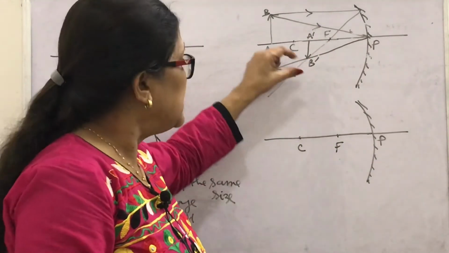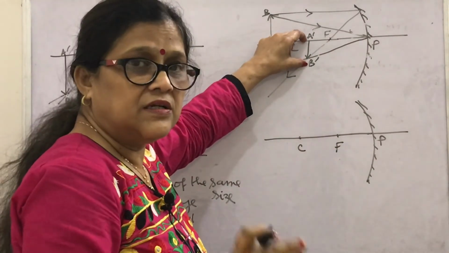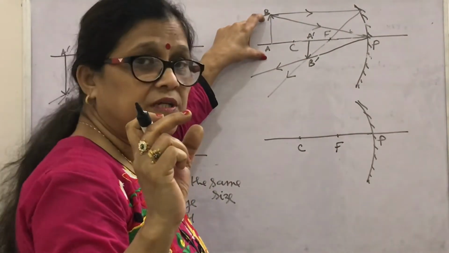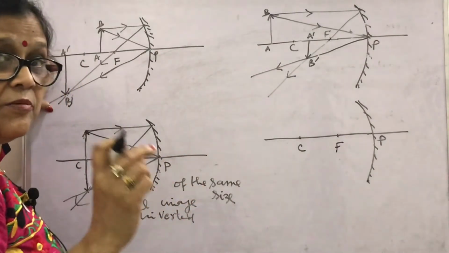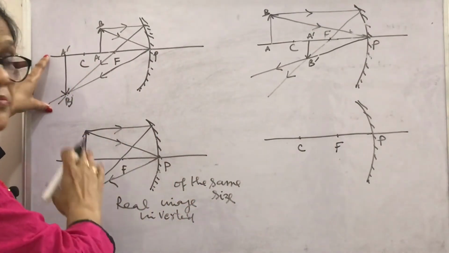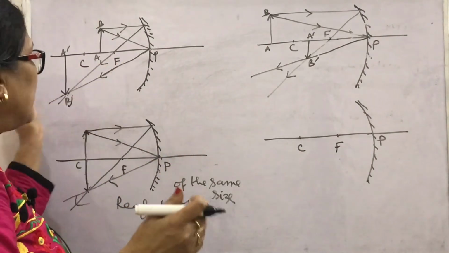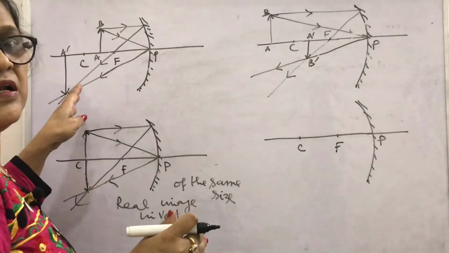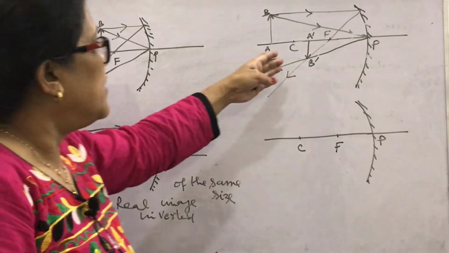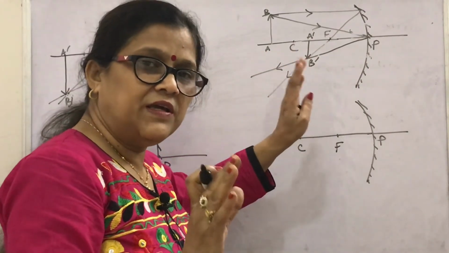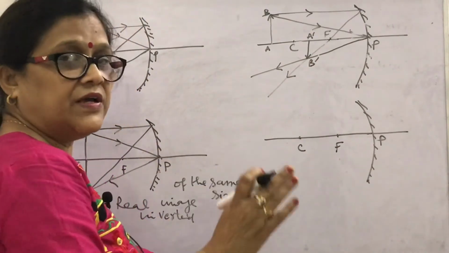What is the difference? Here the image is diminished, of a smaller size than the object. What here? The image is enlarged, bigger than the size of the object. Rest of the things, in front of mirror, here inverted, real; here also in front of mirror, real and inverted. So in this way you have to draw the figure.